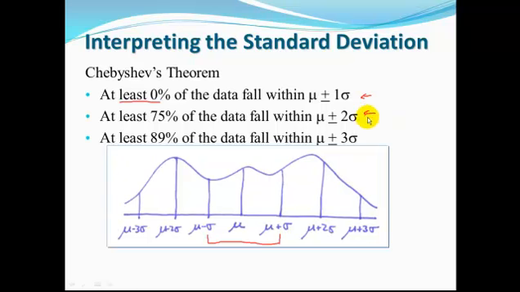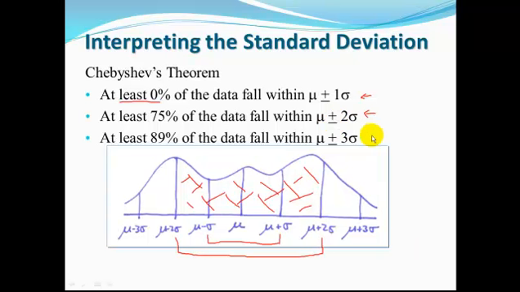However, look what happens when we go to the 2 standard deviation interval. When we go to 2 standard deviations above and below, if I shade in this region here, there's at least 75% of my data in here. And Chebyshev, of course, would say probably more. It's probably 80%, maybe mid-80s. So a fairly large chunk of our data falls within 2 standard deviations.